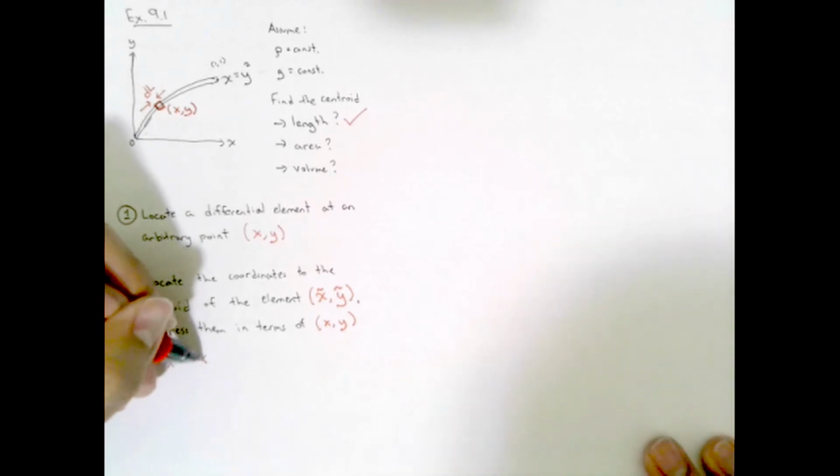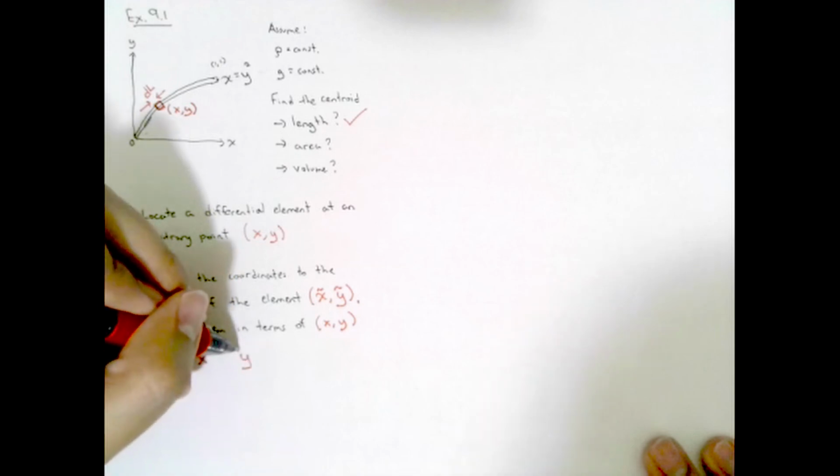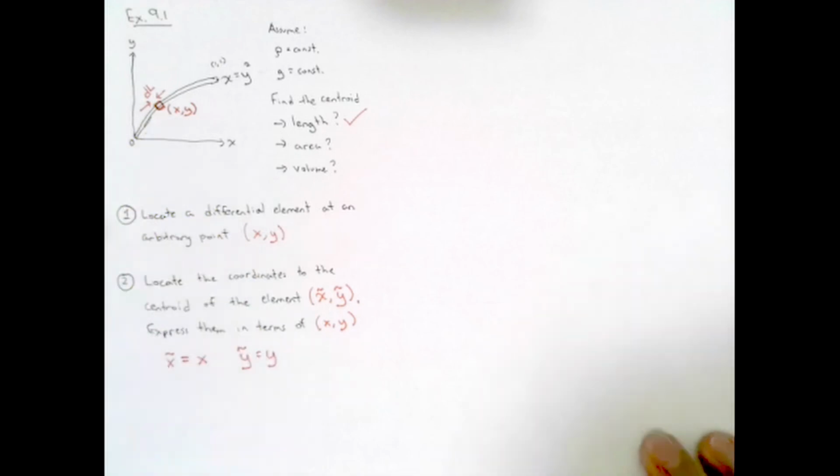Yeah, x squiggly, y squiggly, but then how is that related to x and y? Is it the same point? Is it a different point? Yeah, exactly. In this case, x squiggly and y squiggly, which are the centroid of the element, are actually x and y. They're the same points. So in other words, x squiggly is equal to x and y squiggly is equal to y.